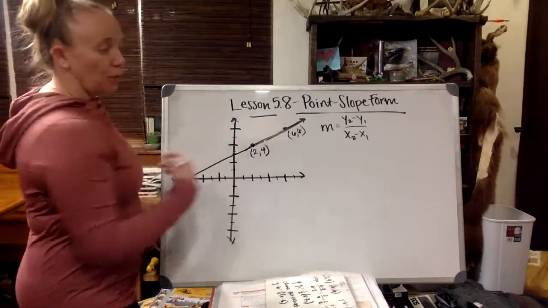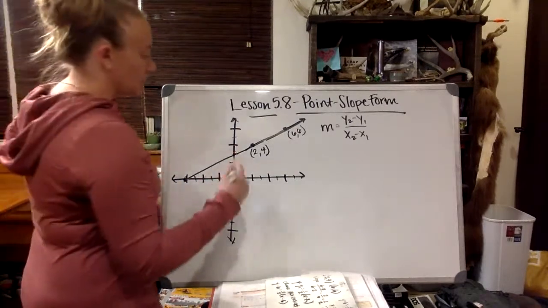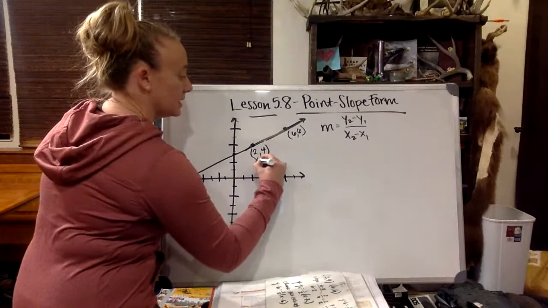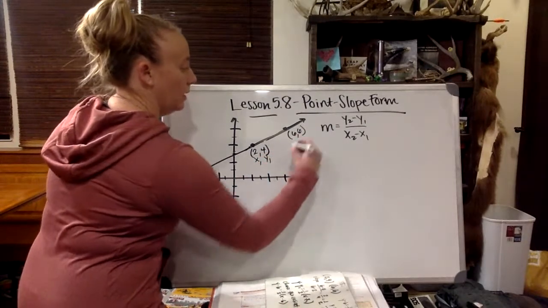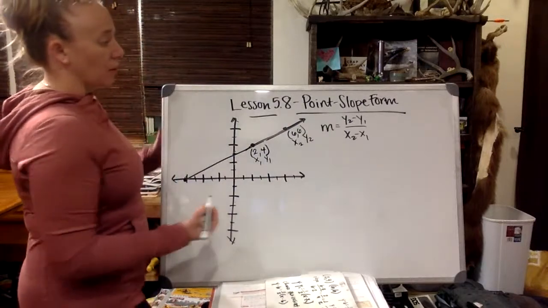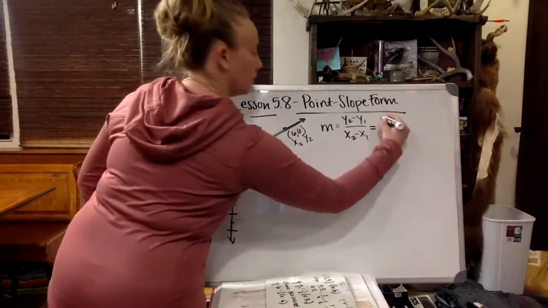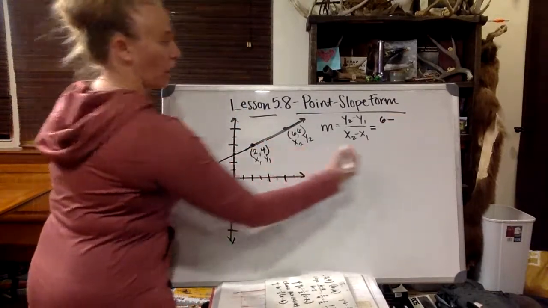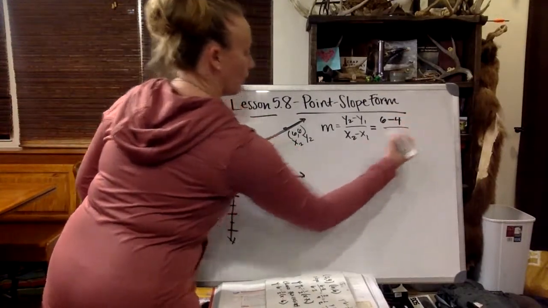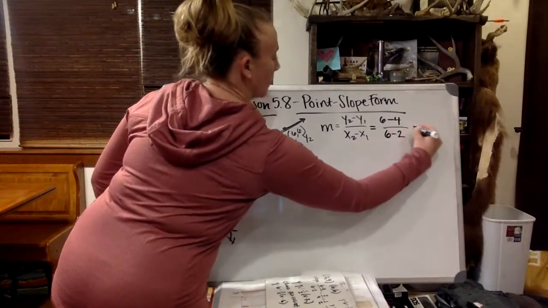It doesn't matter which point I pick as my y sub 1 or my y sub 2. It truly doesn't matter. I'm just going to go from left to right, and I'm going to say this is my x sub 1 and my y sub 1. Here's my x sub 2 and my y sub 2. I'm now going to put that into this equation. So I have 6 minus 4 over 6 minus 2. And I'm going to simplify.